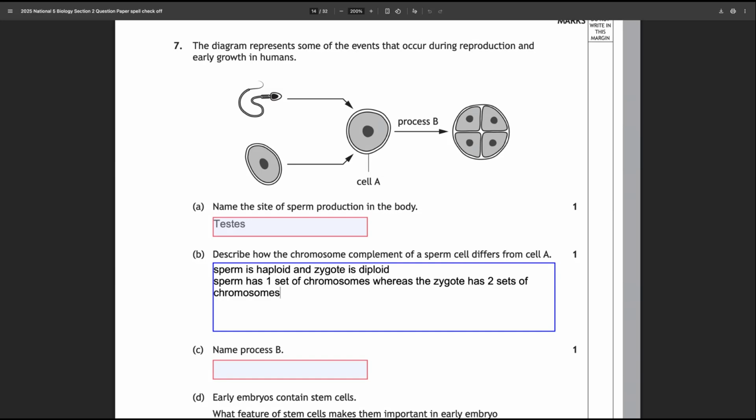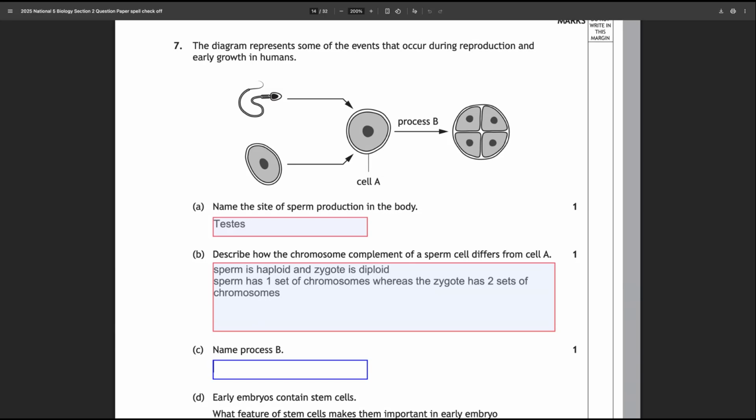It's also acceptable to say that the sperm cell has half the number of chromosomes of the zygote, and also acceptable to say the zygote has double the number of chromosomes of a sperm cell. So something along those lines would get you the mark. But I think that probably that first answer is the one I would always teach and recommend that people go with. But you've got a few options there.